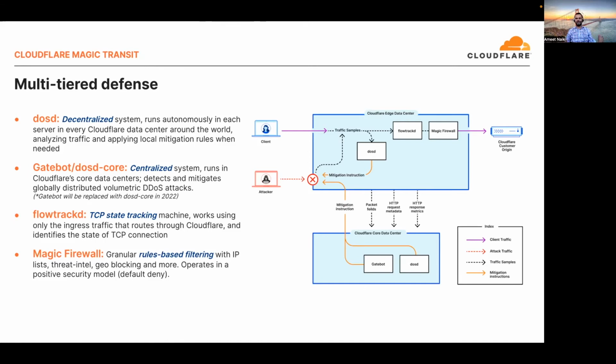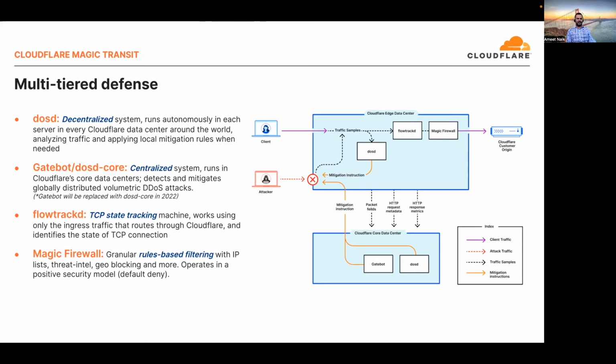And when it finds one, it actually sends mitigation instructions to the edge of the network where malicious traffic can be stopped. We also have a service called FlowTrackD, which is a TCP state tracking mechanism. So in many implementations, for example, we will only see traffic in the ingress direction. By looking at the flows in only one direction, we can actually keep track of the TCP state machine and make more intelligent decisions about what might be potential SYN floods and so on. So FlowTrackD is another component that's part of Cloudflare Magic Transit mitigation.